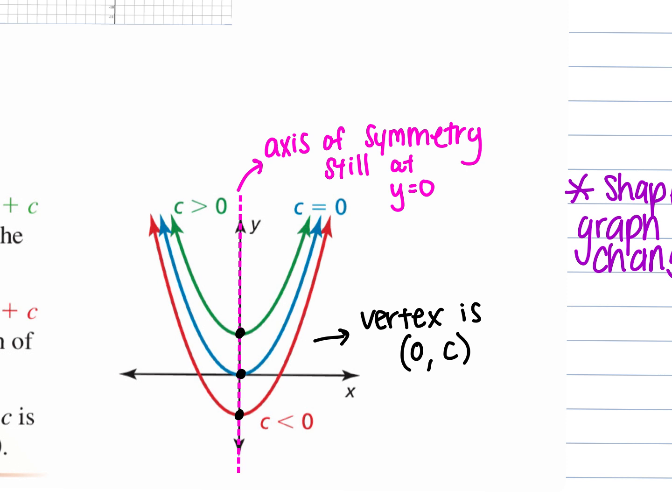But when our C value is negative, where did it move? Down. So when our C value is negative, that's the red graph, it moved down. Our vertex is whatever that C value is, and 0 for the X. So it's (0, C), based on how much you moved up or how much you moved down.